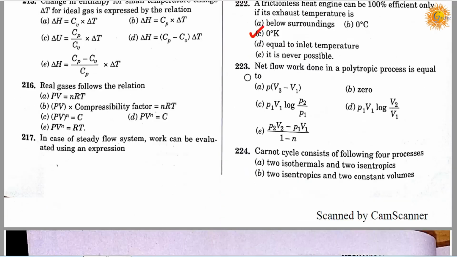Question number 223. Net flow work done in a polytropic process is equal to: option A, P(V2 minus V1), option B, 0, option C, P1V1 log P2 upon P1, option D, P1V1 log V2 upon V1, and option E, P2V2 minus P1V1 divided by 1 minus n. So correct answer is E.